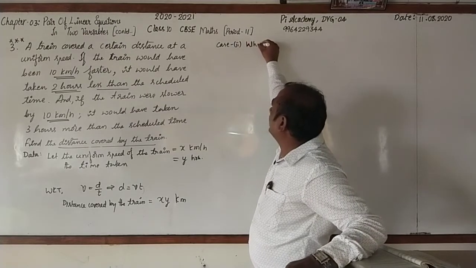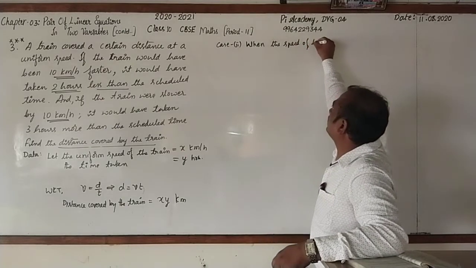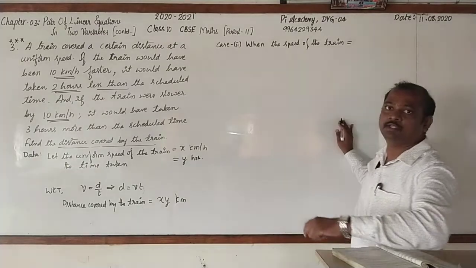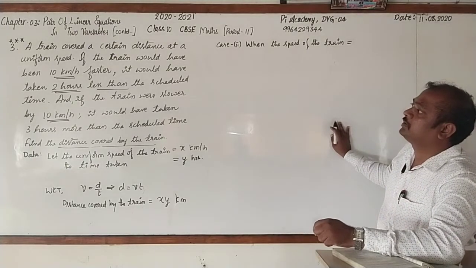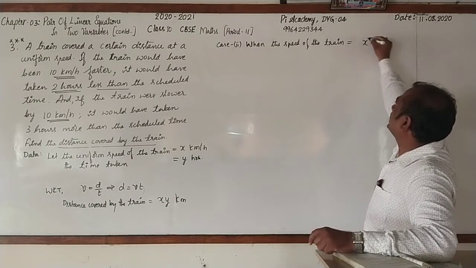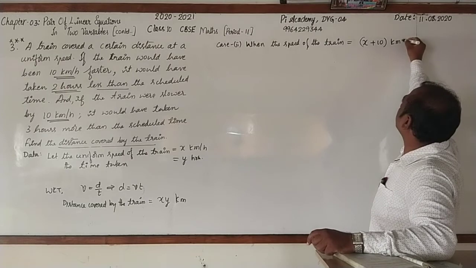Write with me. When the speed of the train is increased by 10 km per hour, actual speed x plus 10, x plus 10 kilometer per hour.